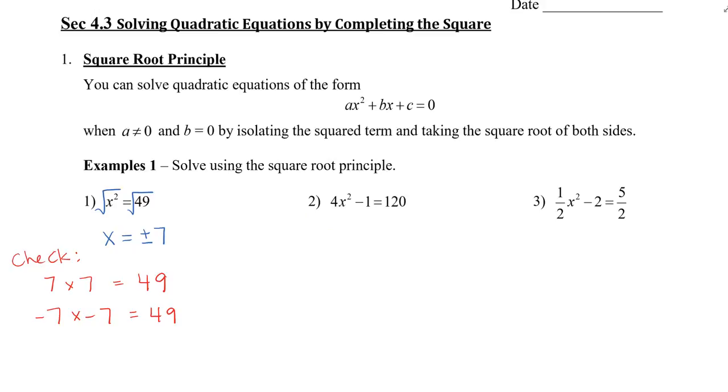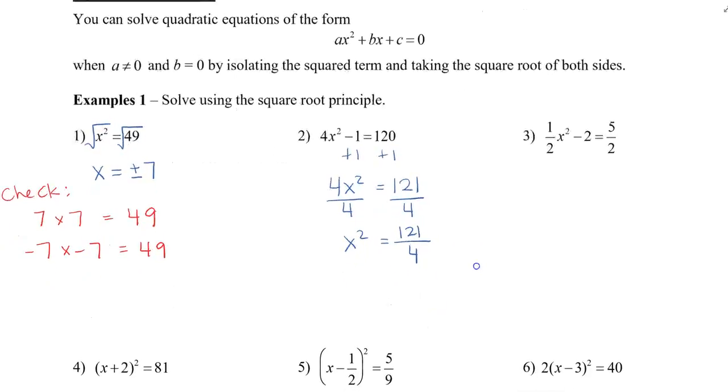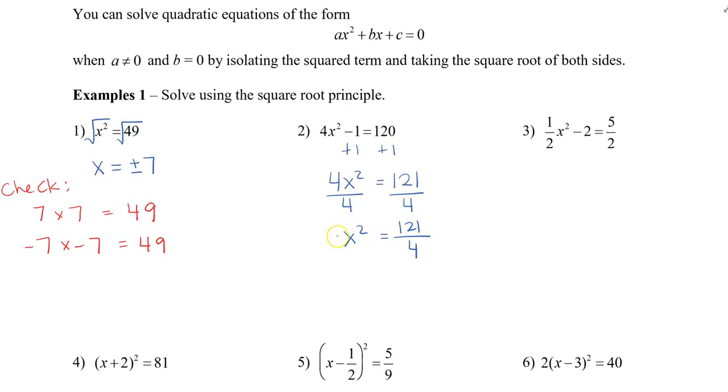So in the second example, we can see that the 4 and the negative 1 are surrounding the x squared. So we need to get rid of the coefficient and the constant terms. So I'm going to add 1 to both sides first. So I have 4x squared equals 121. And then I need to divide by 4. So I have x squared equals 121 divided by 4. Now remember, our whole goal is always to get the squared term by itself. Now in this case, the squared term is x. So I'm going to square root both sides.